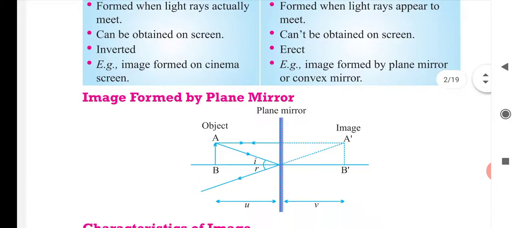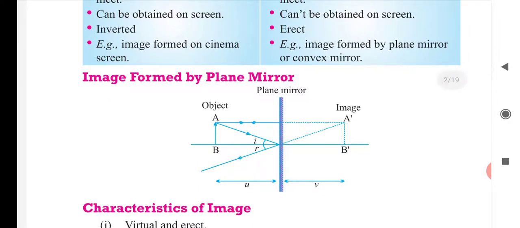Next we will move on to the image formed by a plane mirror. So how will the image form in the case of a plane mirror? What are the characteristics of that image? Okay, so now consider an object. You can see from the figure, AB is an object, and you can see also the plane mirror. On the right side you can see A dash B dash, that is the image.